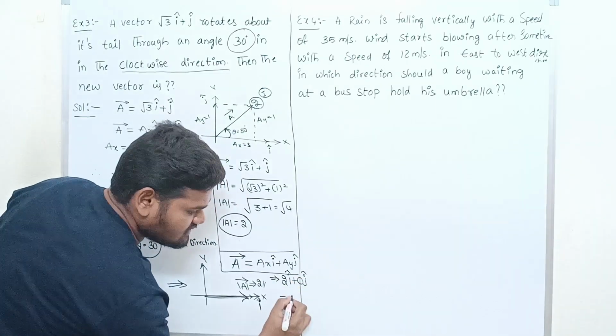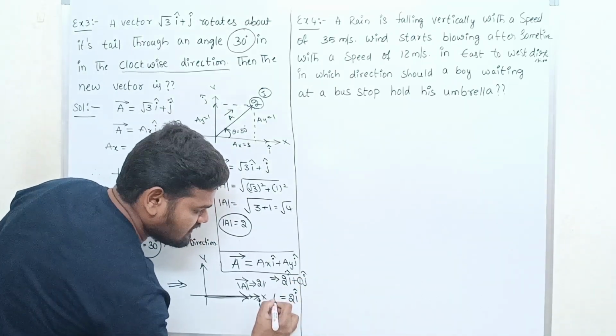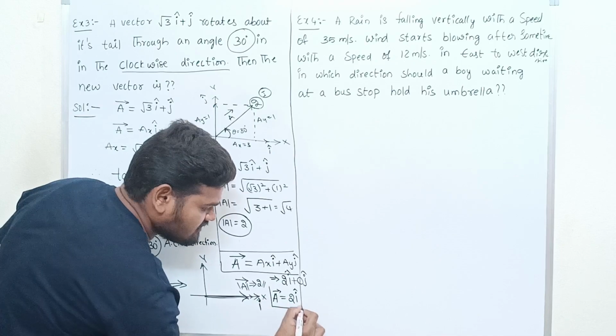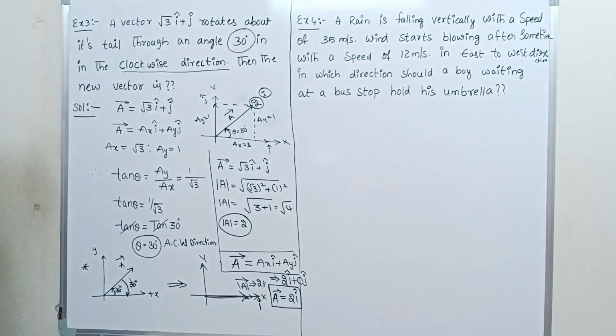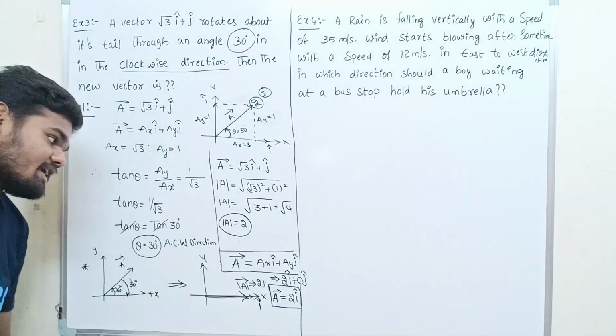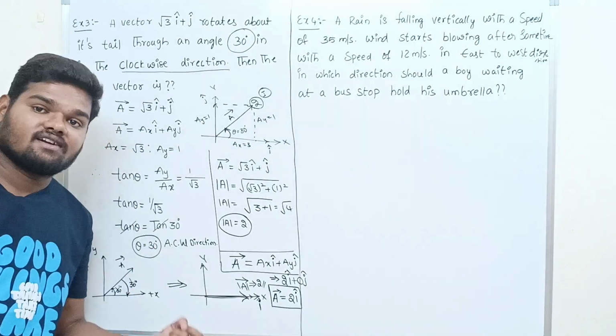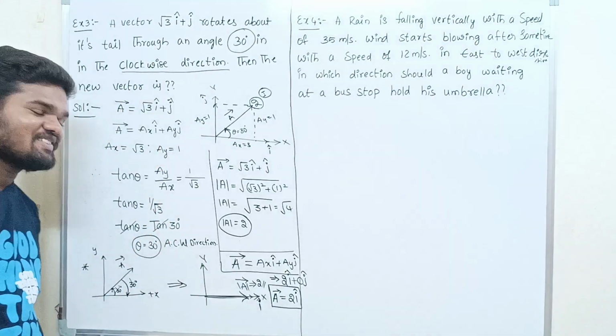So 0 into j cap, 0 j cap. So the new position of the a bar vector is equal to how much? 2 i cap. Are you getting any doubts? Right. So pause the video and write the solution.